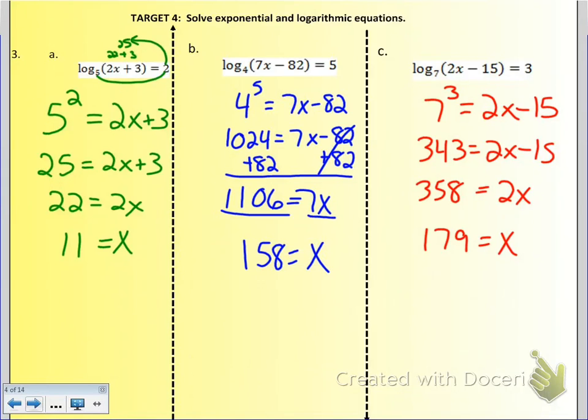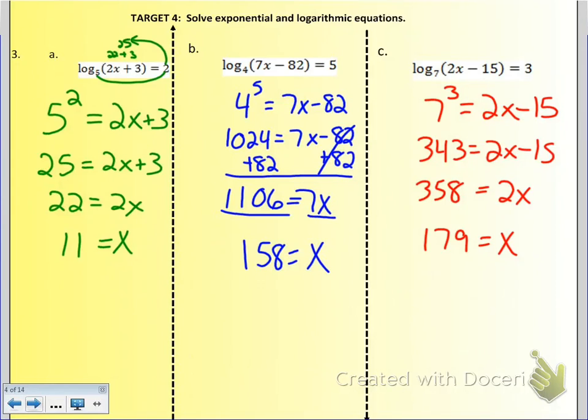Okay, here we go in blue. We rewrite it into exponential form. So it becomes 4 to the 5th equals 7x minus 82. Then we solve the equation. We do 4 to the 5th, which is 1,024. Add 82 to both sides, so we get 1,106 equals 7x. Divide, so you end up with x equals 158.